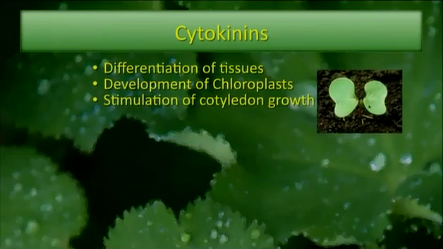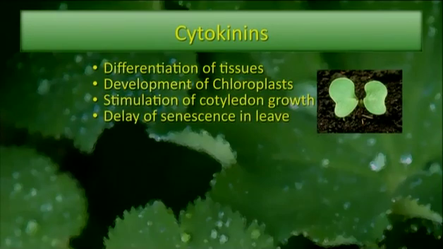Here's a dicot with 2 cotyledons. Okay. And also delays senescence in leaves. Senescence means aging and dying. Okay, like SENE refers to aging or old. Okay, so a delay of senescence in leaves.